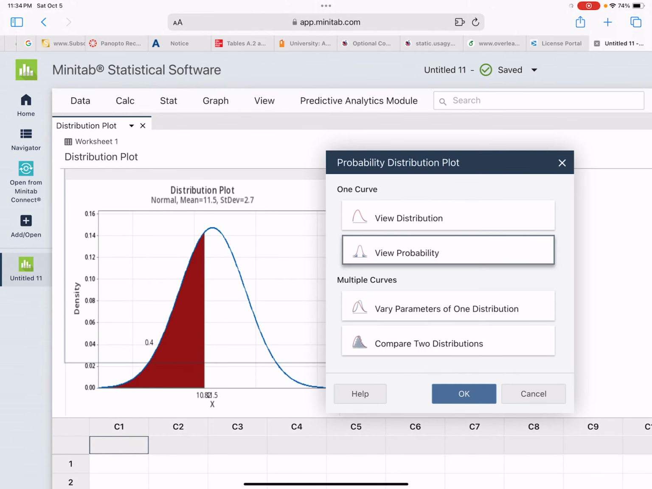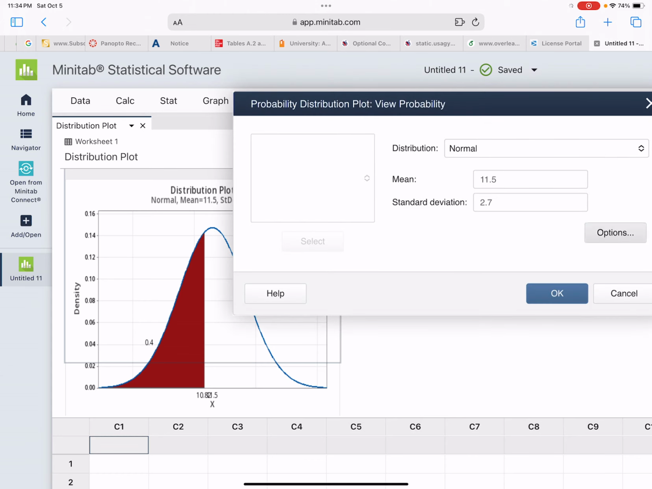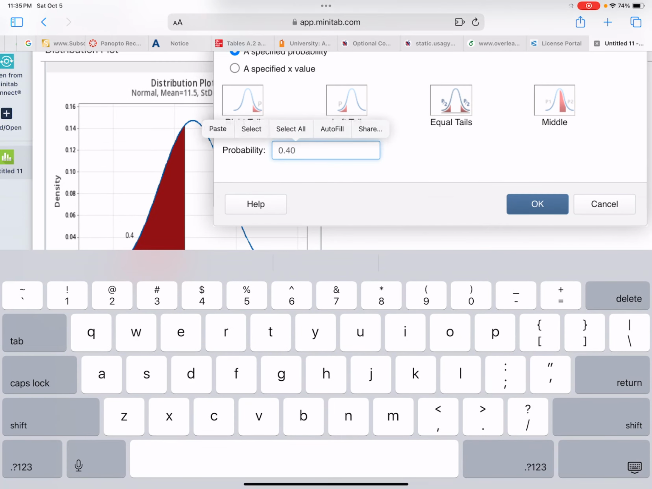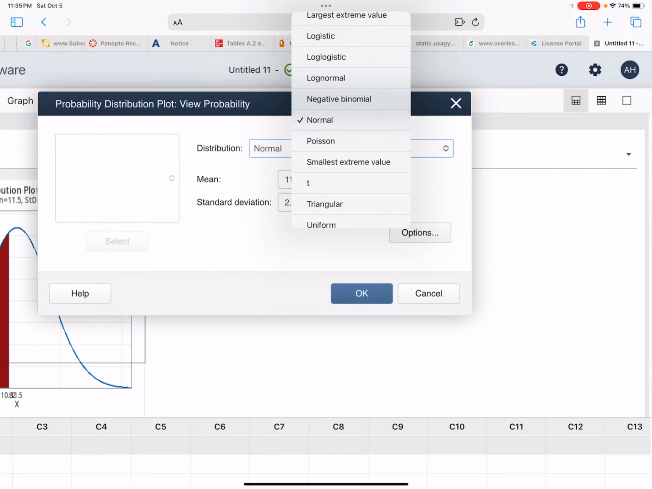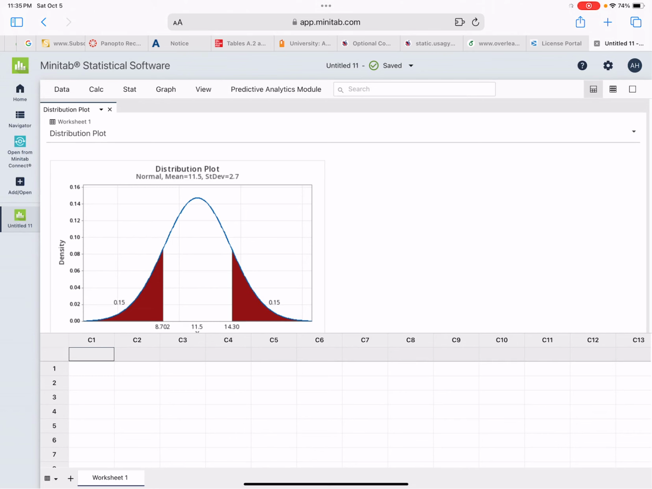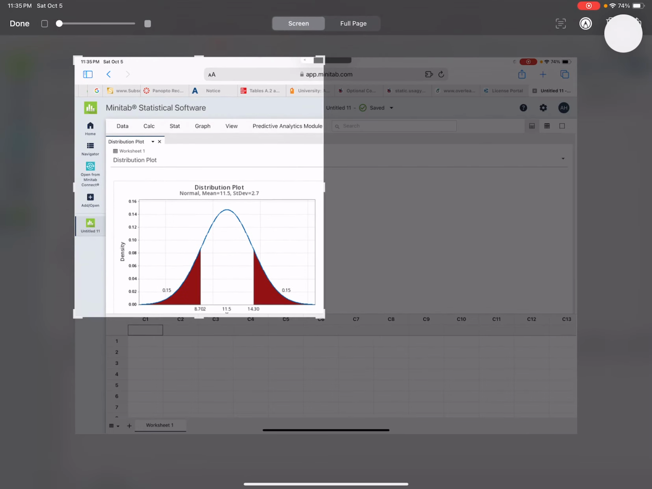Graph this. Just be a little careful here. We do want to specify probability equal tails. Now remember, we don't want to put in 0.7. We want to put in 0.3. And that should give us what we want. Now, it's worth checking to make sure that your answer is legit, right? This one I will just take a picture just because it's a little more complicated.